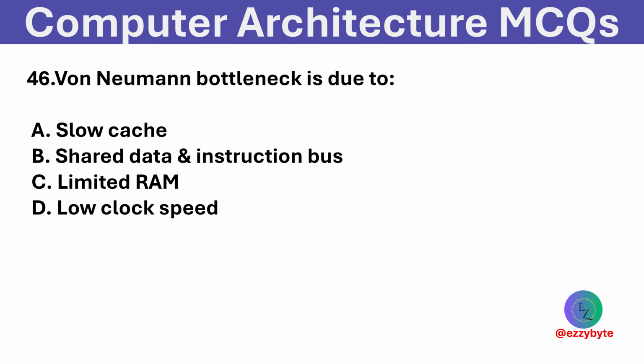Von Neumann bottleneck is due to. Options are slow cache, shared data and instruction bus, limited RAM, and low clock speed. Option B is correct. In von Neumann architecture, the same bus is used for both data and instruction, causing a bottleneck.